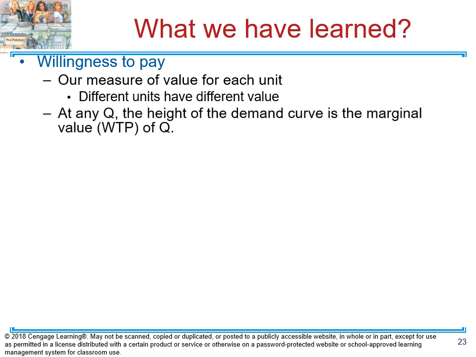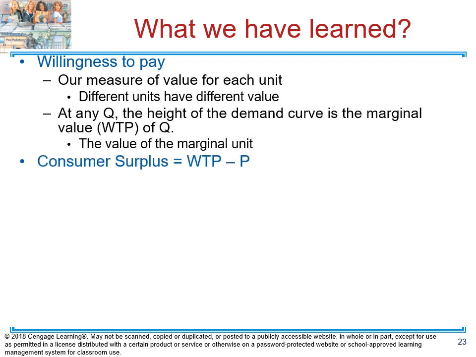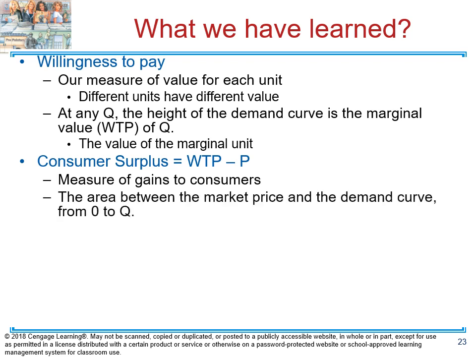Very important, and this should stick when we move on to other chapters. At any Q, the height of the demand curve is the marginal value of that amount of output Q. That is the willingness to pay, and that's our measure of value. We also are going to refer to it as the value of the marginal unit. Consumer surplus is defined as the willingness to pay minus the price. This is our economic measurement of the gains to consumers.